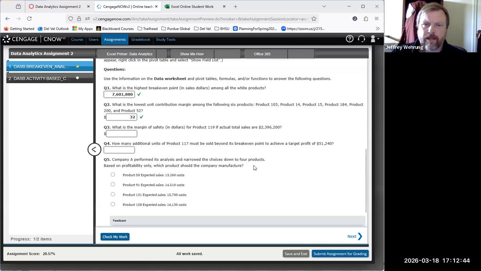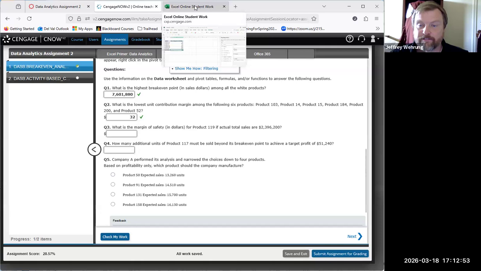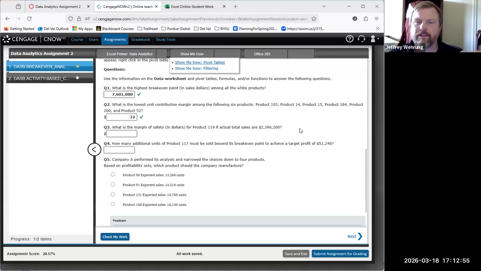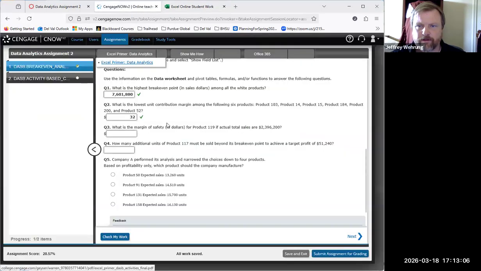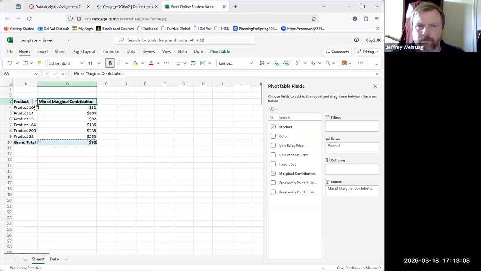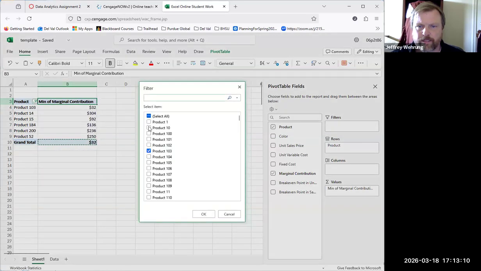Presto. Okay, Q3. What is the margin of safety in dollars for product 119? So margin of safety, right? Margin of safety is how far are we beyond our break-even point. And so we know that, okay, let's look at the products. We're just looking at product 119. So we'll change our filter and just look at product 119.